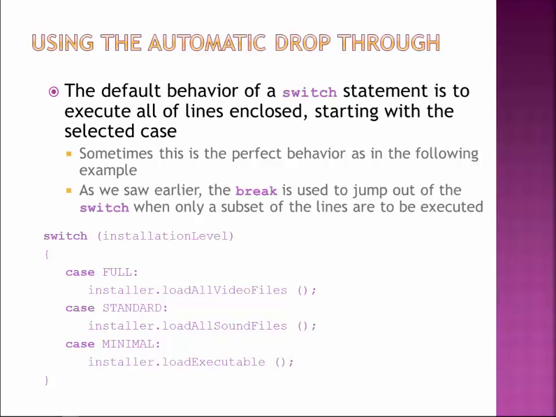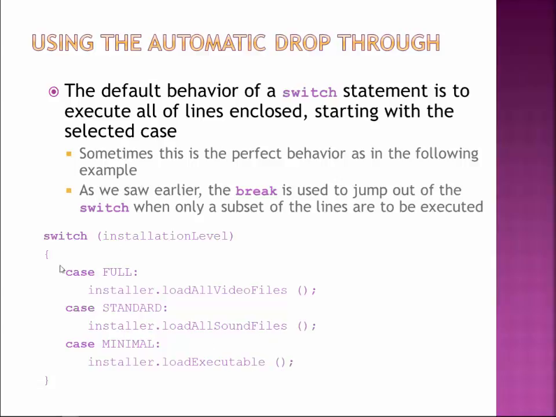Now, if I want the standard installation, I want to load the sound files and the executable. Now, assuming I can load the sound files before I load the executable, I mean, I can't violate all the rules of my logic and needs. But I can, at this point, when I get the value of standard coming in here, installation level is equal to standard, it jumps down to standard installation, it then loads all the sound files, and then it comes back and loads the executables. So if I can do them backwards, then I can do that just fine.